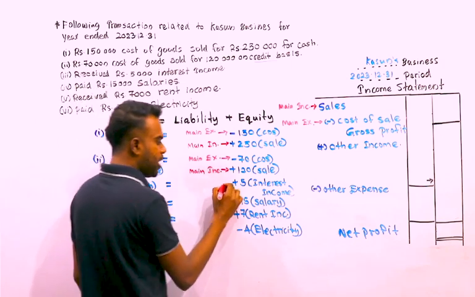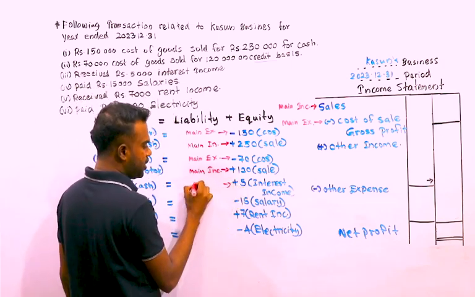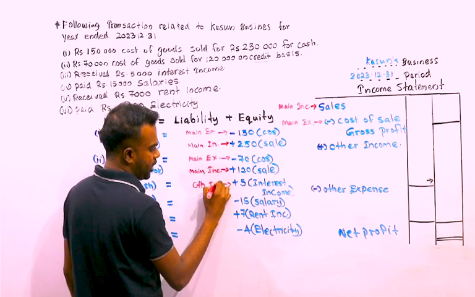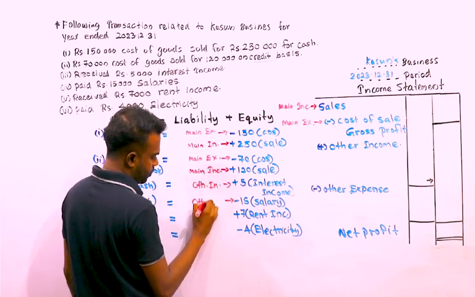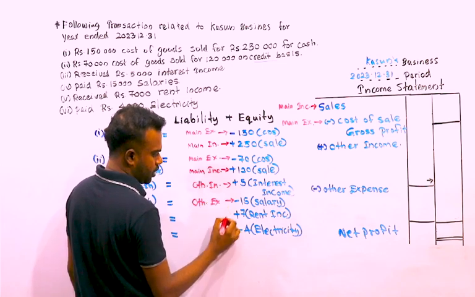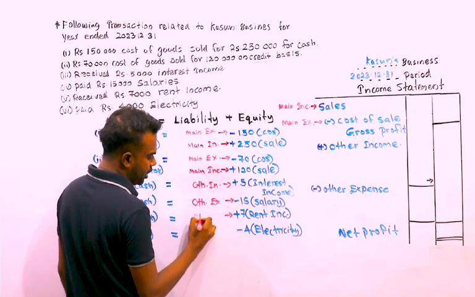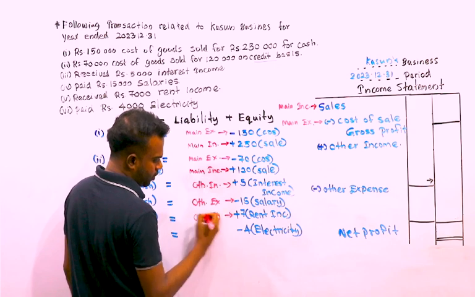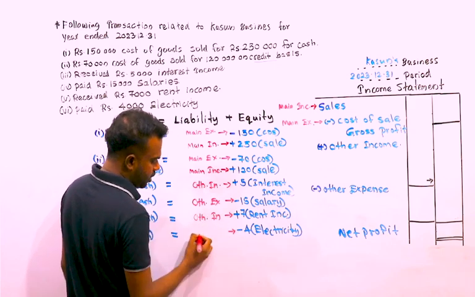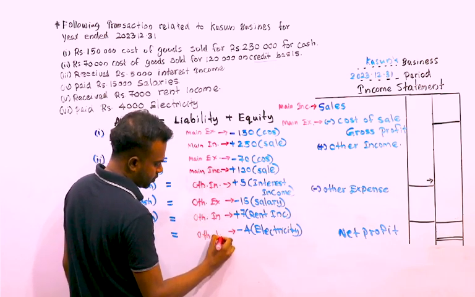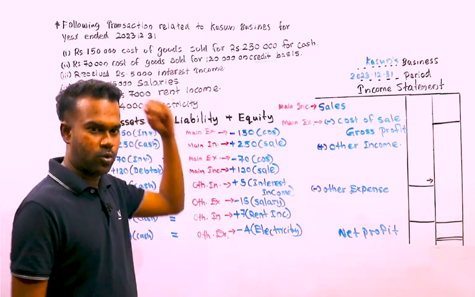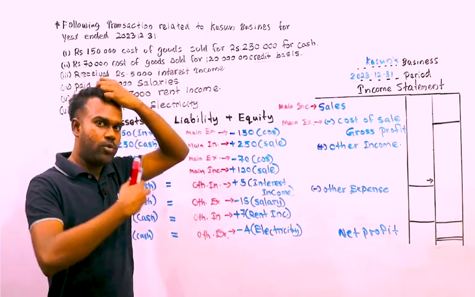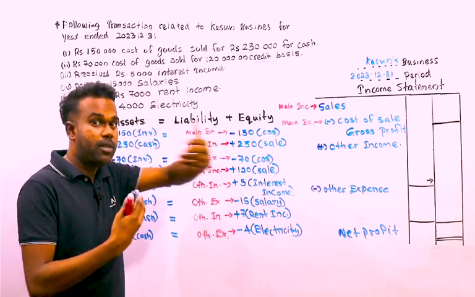Interest income is other income. We write down other incomes. Salary means other expense. Rent income means other income. Electricity means other expense. Understood? Just looking at the equity column, you can easily prepare it, but identify the main income and main expense.